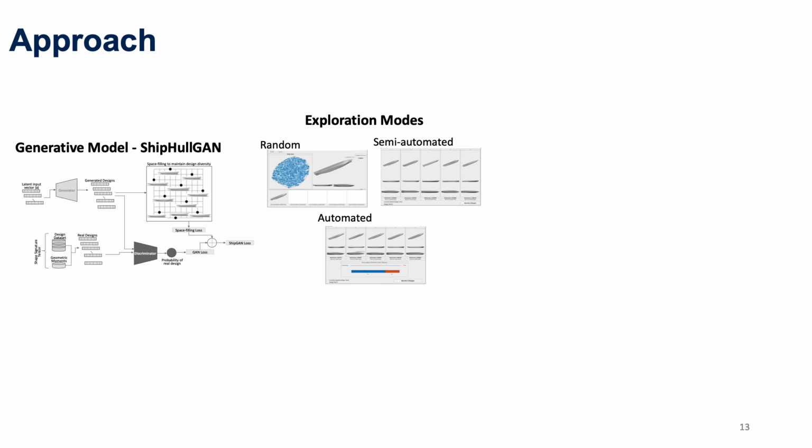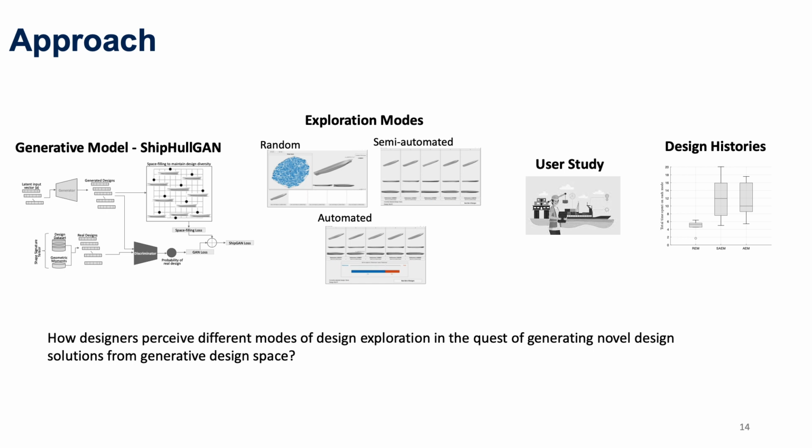The automated exploration mode is the standard design exploration scenario where the optimizer is the primary driver and the design space exploration occurs while taking performance into account. With these exploration modes, we aim to conduct a user study to understand how designers, or naval architects, because our problem in this case is ship, perceive different modes of design exploration in quest of generating novel design solutions from generative design spaces. This is our main focus.